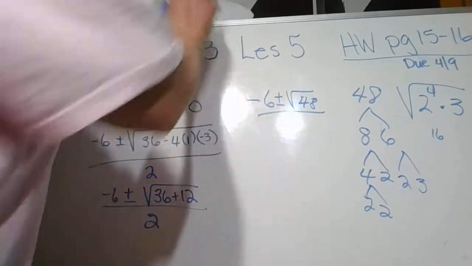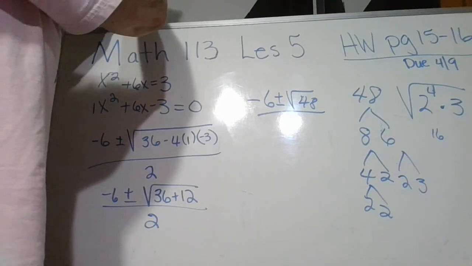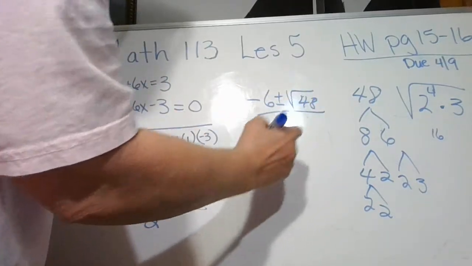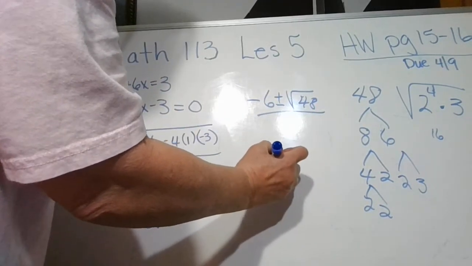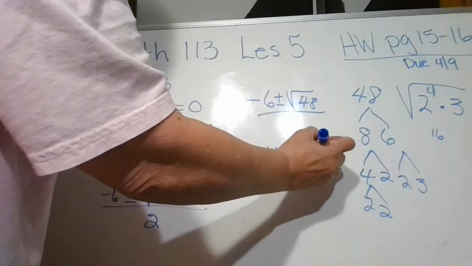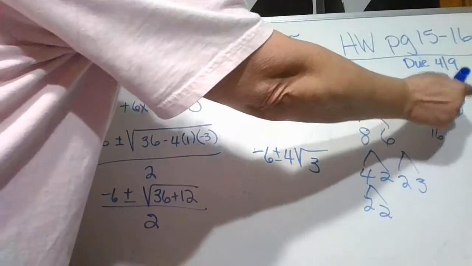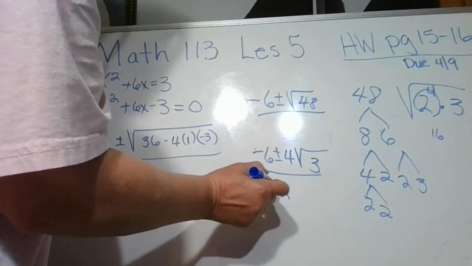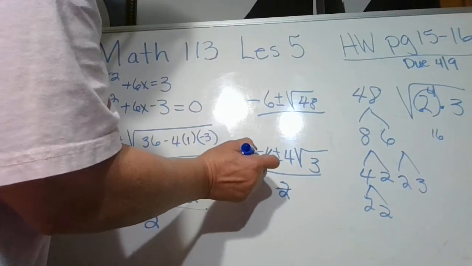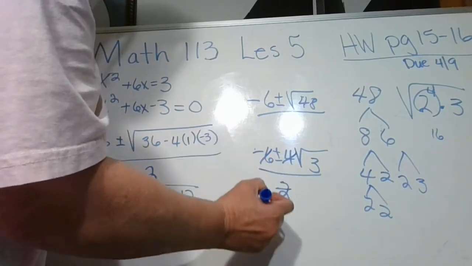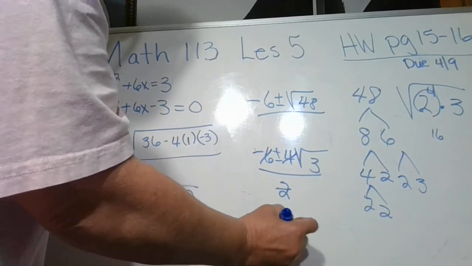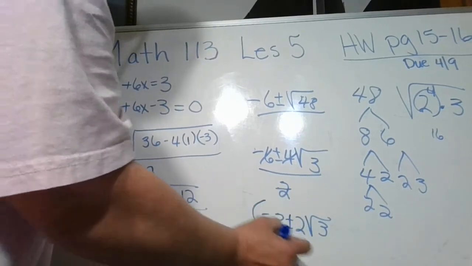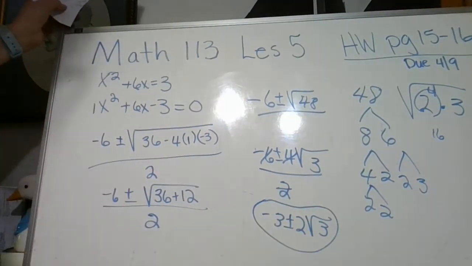So taking out a 4, I'm going to have a negative 6 plus or minus 4 times the square root of what was left in there, 3, because I took all of these out, over 2. Notice you can divide 2 out of this one, and out of this one, and out of this one. So it's going to be negative 3 plus or minus 2 times the square root of 3. And you can leave it like this, or if you want to go the extra step and put it into a decimal, I don't mind.